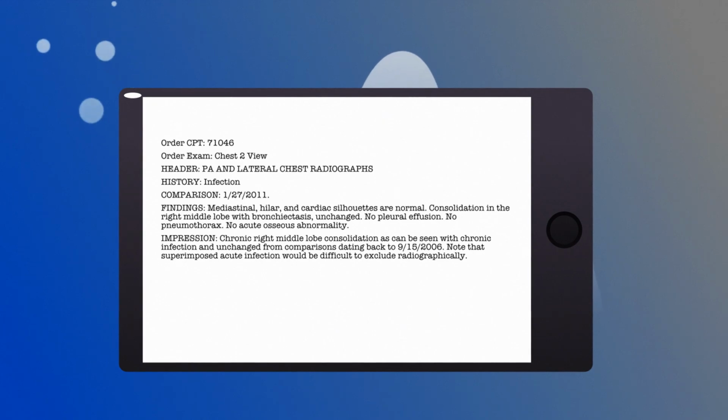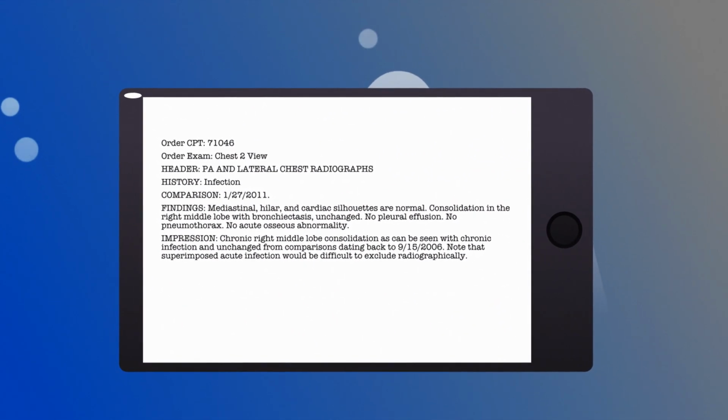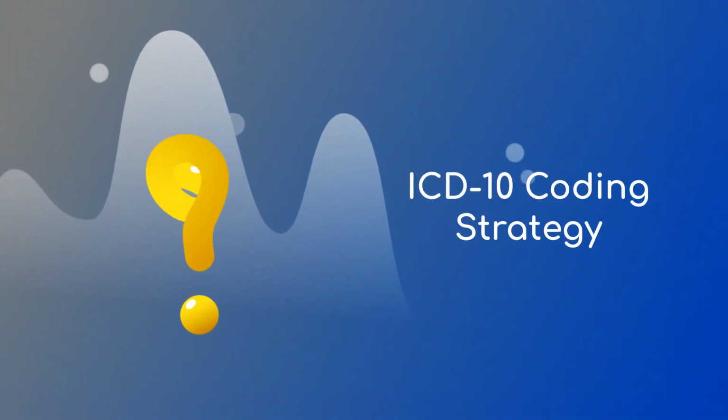This exam includes 2 views of the chest, posterior-anterior, PA, and lateral. Since both standard views are documented, the correct CPT code is 71046, radiologic examination, chest, 2 views. This is the default CPT code for routine chest imaging when both PA and lateral views are obtained. The clinical history is infection.